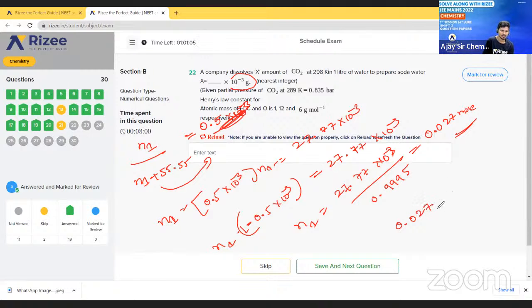0.027 is there. So we just have to multiply with the molar mass of CO2. What is the molar mass of CO2? 44. Then we will get 1.221 grams.